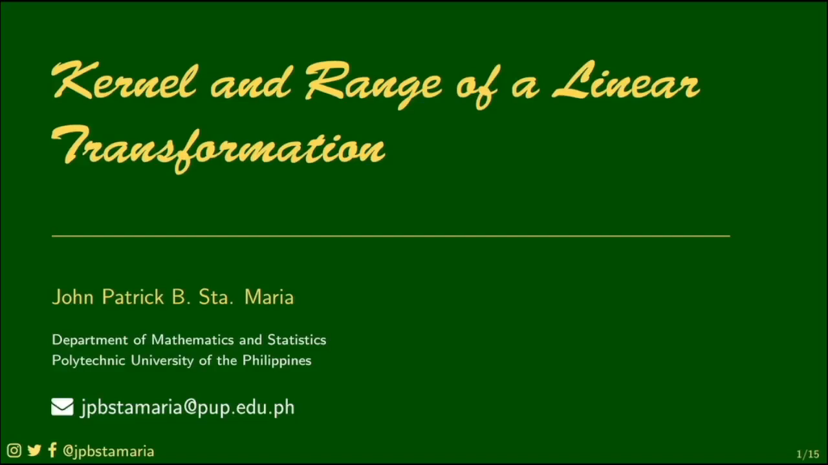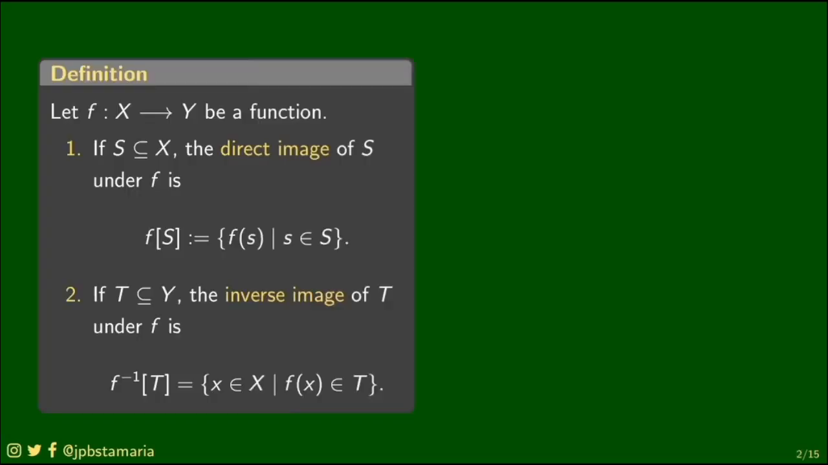In this video, we're going to learn about two subspaces which are associated to a given linear transformation. These subspaces somehow give characterizations to the behavior of the given linear transformation. These subspaces are called the kernel and range of a linear transformation. Before we talk about the kernel and range of a linear transformation, we need to have the following definitions first.